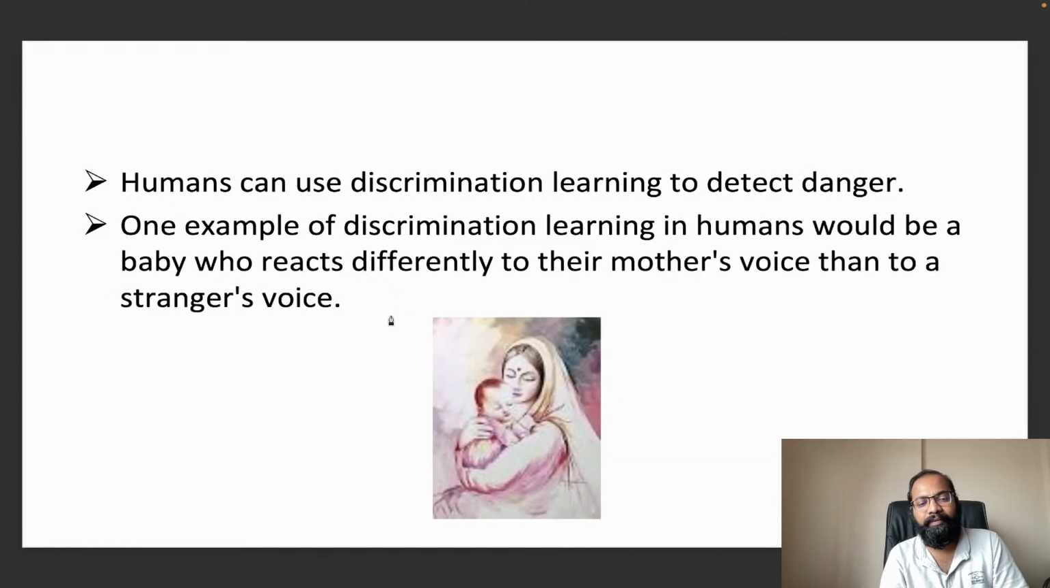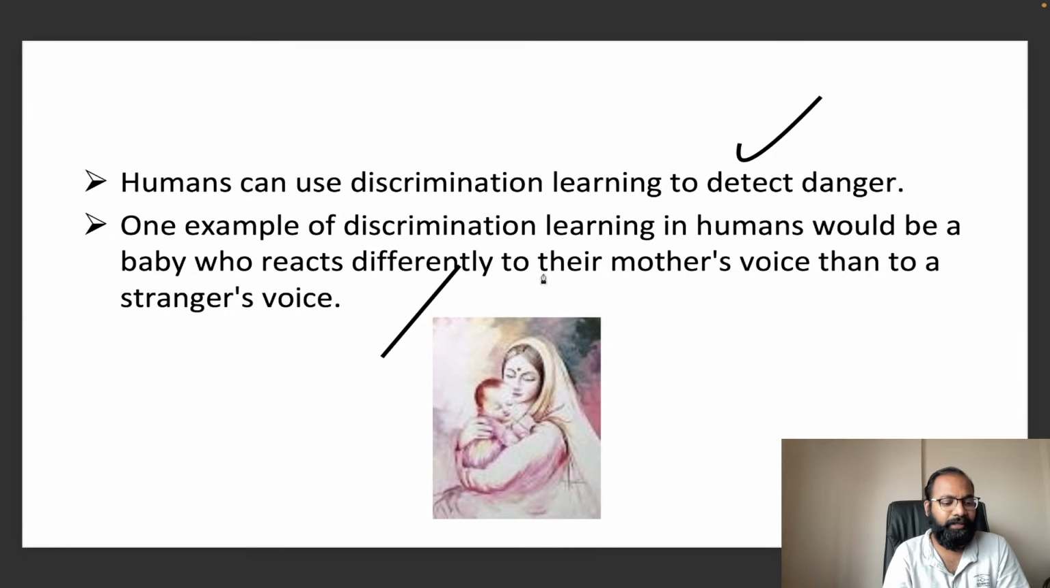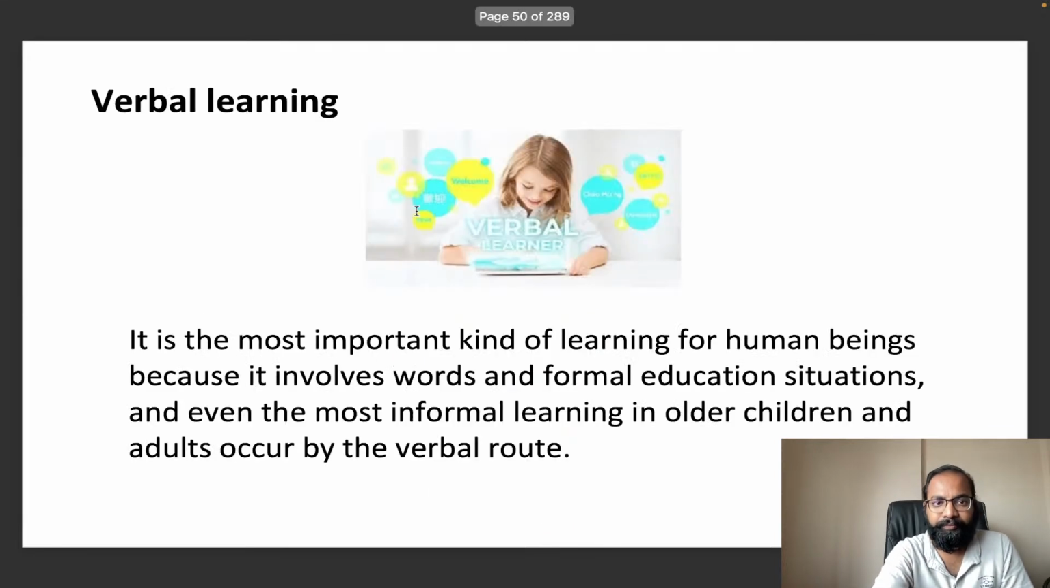As I told in the previous example, kids can discriminate the mother from the stranger. Humans also use discrimination learning to detect dangerous situations or dangerous things. Usually the baby reacts more comfortably to the mother's voice than the stranger's voice, right?